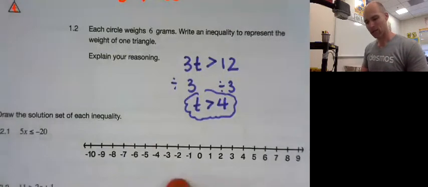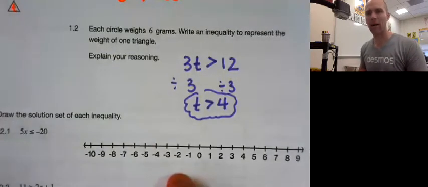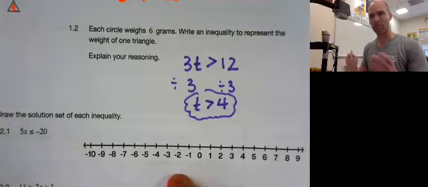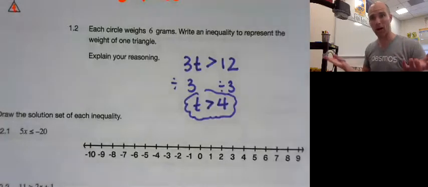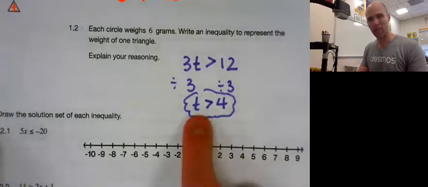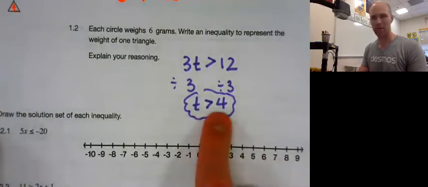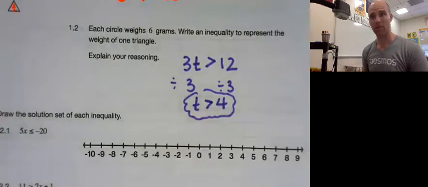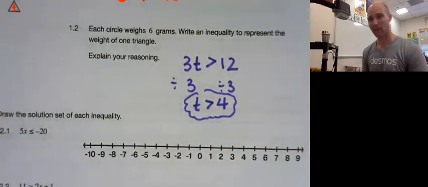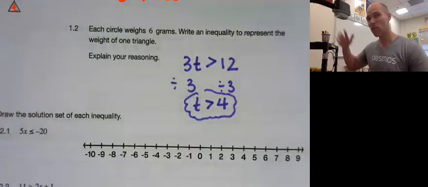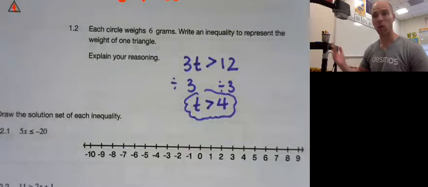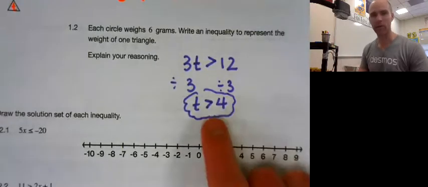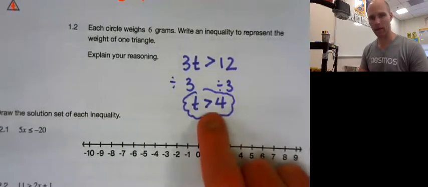Well, inequalities are different. They have what's called a solution set, a set of things, meaning you have more than one, right? And that's because when you write an inequality like t is greater than 4, there's lots of numbers that are greater than 4, right? 5, 6, 7, 8, 9, 10, 11, 12, 13, 14, 15, 16, a billion, whatever. There's so many numbers that are greater than 4. Well, all those numbers are called the solution set for this inequality.